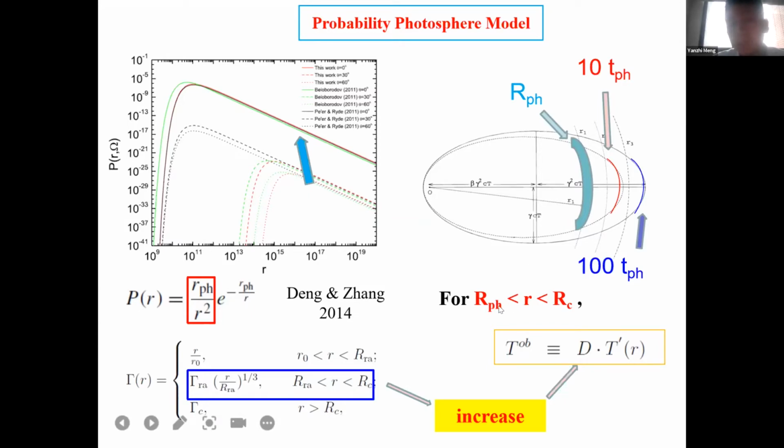since the existence of the magnetic component, when we get the precision much larger than the photosphere radius, the magnetic component will still accelerate the jet. So the Lorentz factor will be much larger, which means the Doppler factor will increase. So naturally, the observed temperature or the peak energy will be much higher.